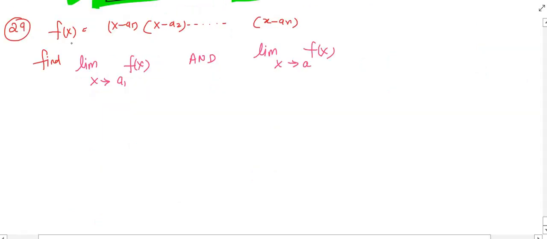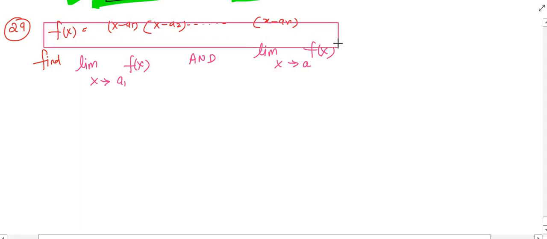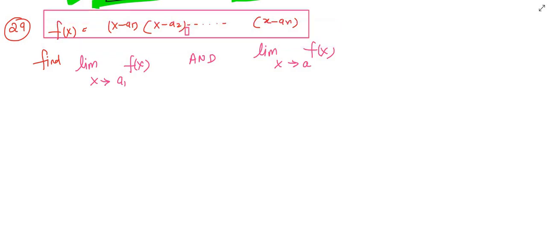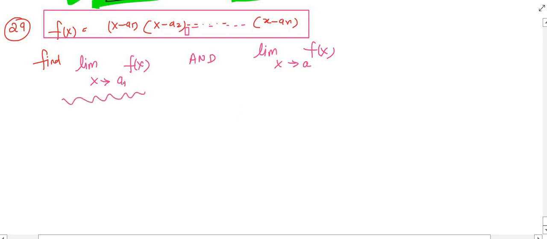This is question number 29. They have given fx. Please write down. This is fx given: x minus a1, x minus a2 and so on till x minus an. They are asking to find limit x tending to a1 and limit x tending to a. Because there is only one definition, no need to find LHL or RHL. Directly we will put and get the answer.